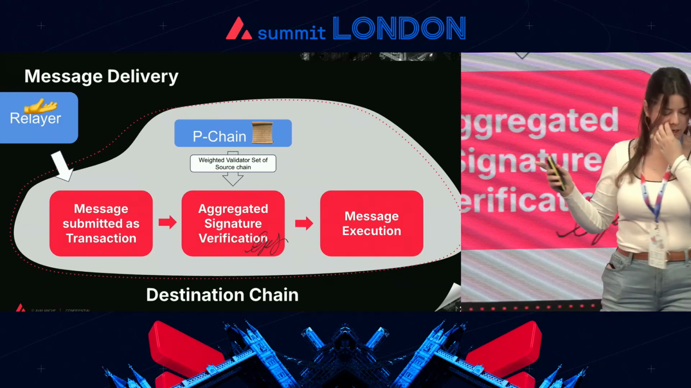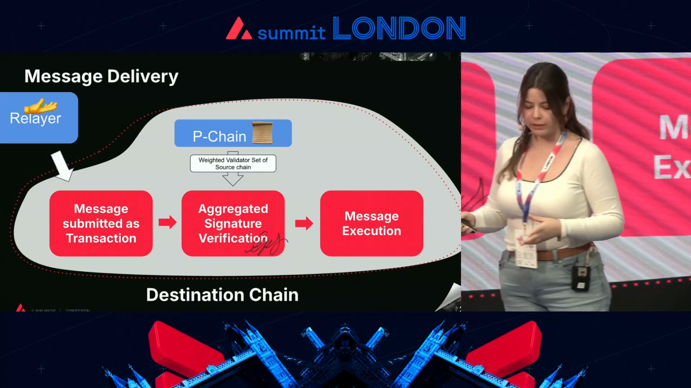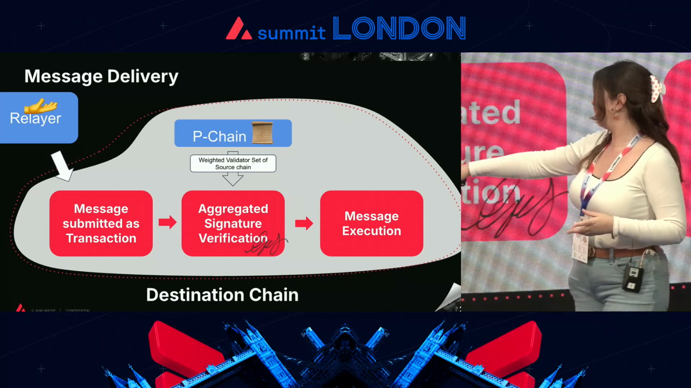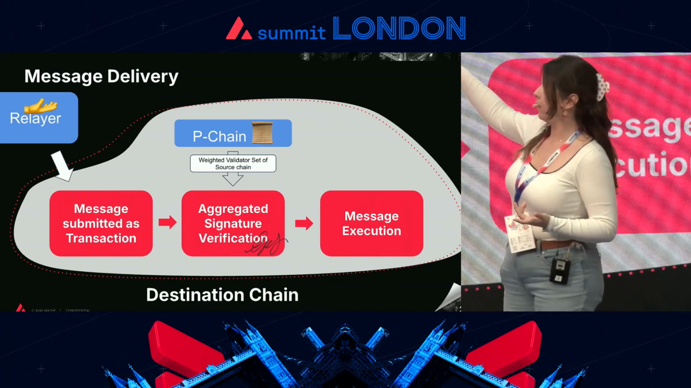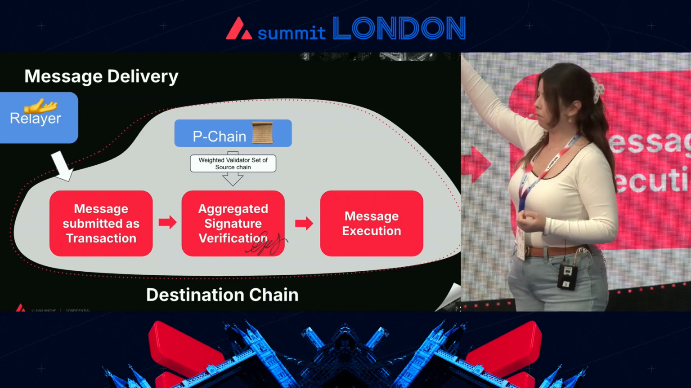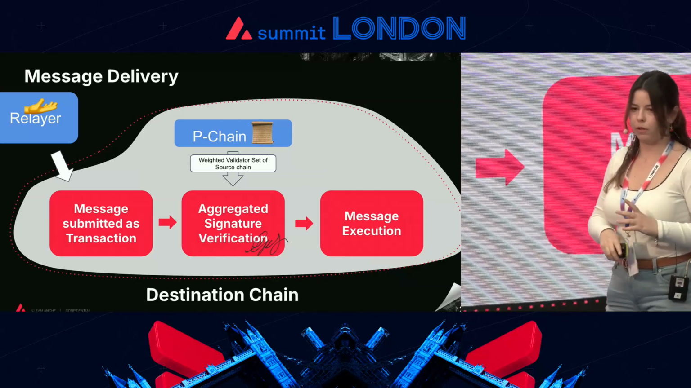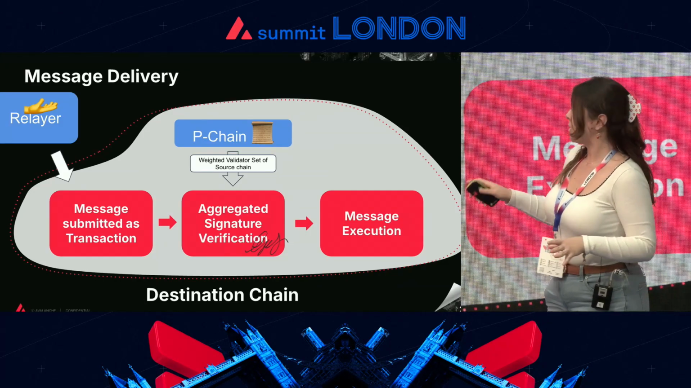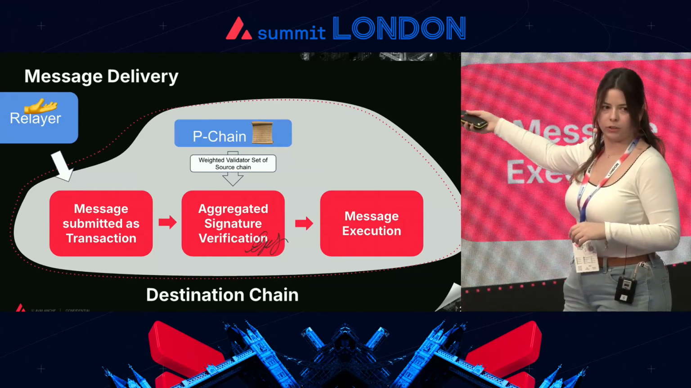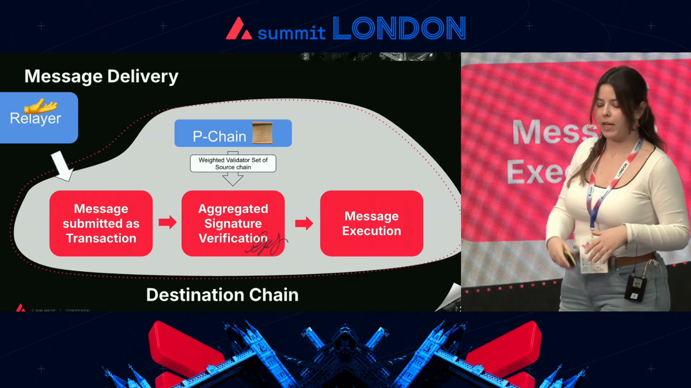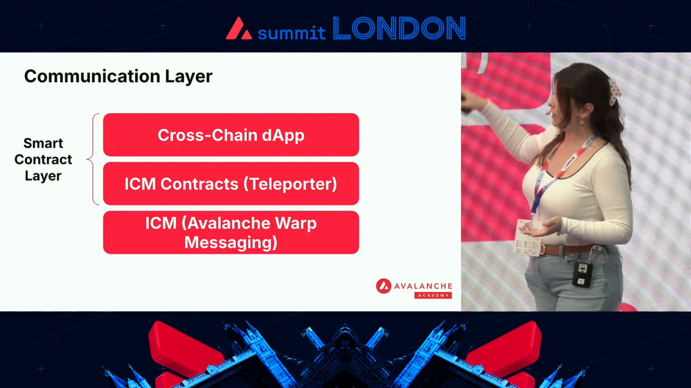Then in the other chain, when you want to deliver a message, the relayer will come and will submit a transaction, and this message will be verified that the signatures actually match what they have in the P chain. So everything about signature verification will happen with the Warp precompile. That will be completely transparent for developers. The relayer will submit that message, and eventually, once the signatures have been verified, this message will be executed.